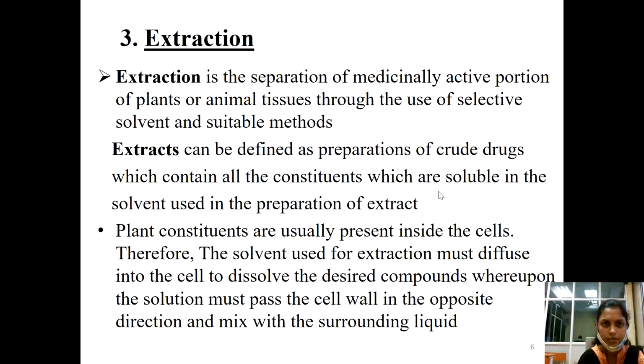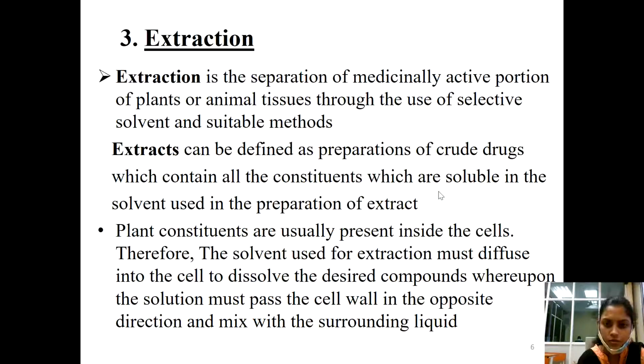Third one is extraction. Extraction is the separation of the medicinally active portion of the plants or animal tissue through the use of selective solvents and suitable methods. Extracts can be defined as preparations of crude drugs which contain all the constituents which are soluble in the solvent used in the preparation of the extract.